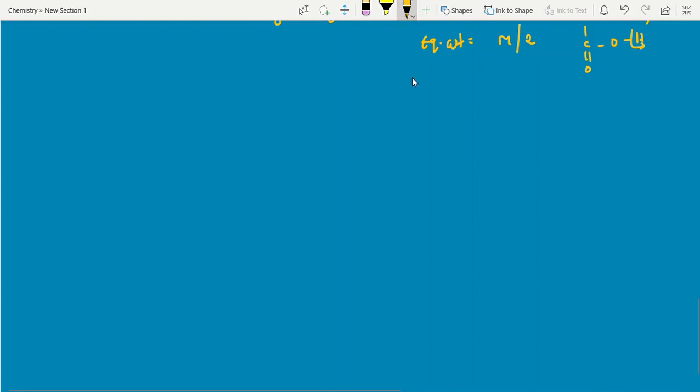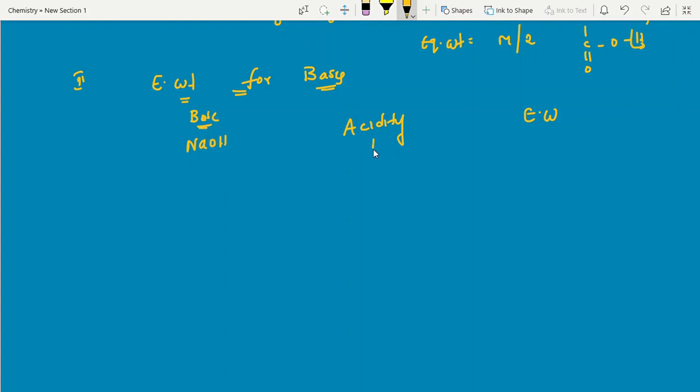Okay, now next one, bases. For bases there are no exceptional cases, students. It's very easy. The second concept is equivalent weight for bases. What is the N factor for bases? Easily replaceable hydroxyl ions. I already gave this at the start. So for bases, write down NaOH. We call it acidity. Next, equivalent weight. You can go for a table. First base I have taken is NaOH. Acidity is 1. Equivalent weight equal to M by 1. So what is this? 40. 40 by 1, 40. That's it.